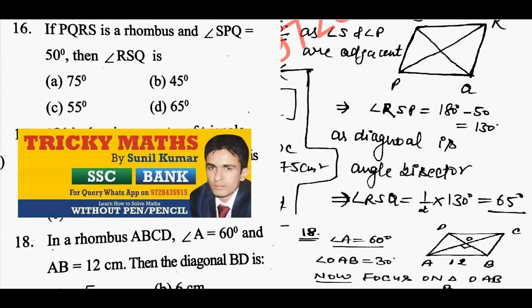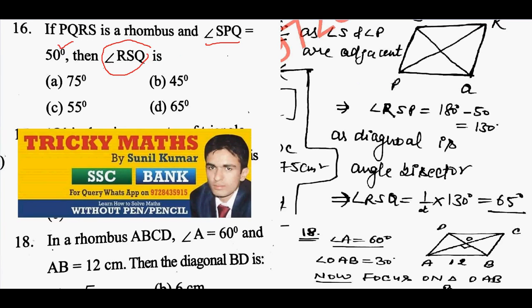Hello students. Now we will discuss two important questions based on rhombus. See the first question. I also gave this question in the test. PQRS is a rhombus. Angle SPQ is 50 degrees and we have to find RSQ.